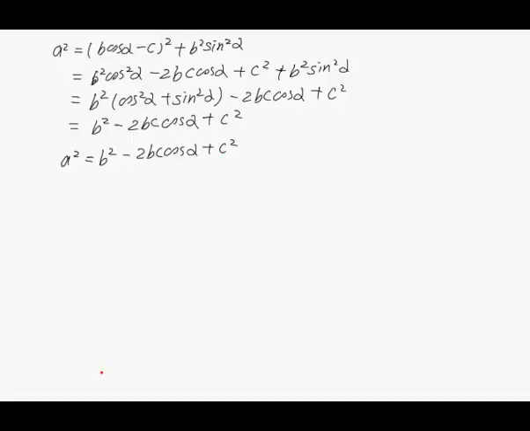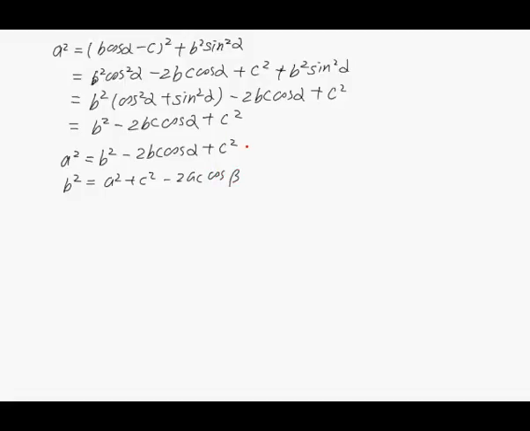And in a similar way, you can get the other two formulas in the law of cosines. Actually, you just rotate A, B, and C, and then you can get the other two formulas. So the other two formulas in the law of cosines are like this. b squared equal to a squared plus c squared minus 2ac times cosine beta.